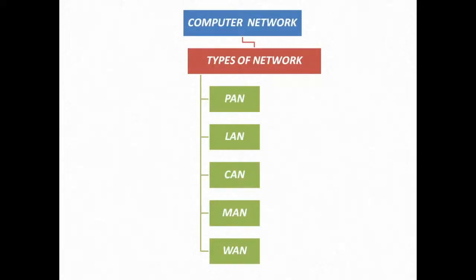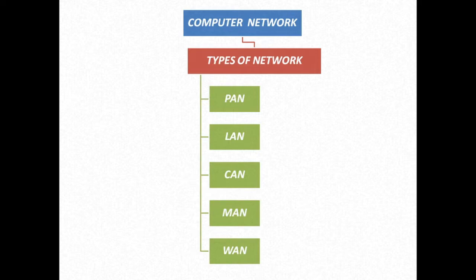Children, so far we have discussed in detail what a computer network is, what the components needed to establish a computer network are, and we have discussed the types of network. Let me explain the types of network again with figures. This is a small quick recap of all the types of networks we have learned in our previous lectures.